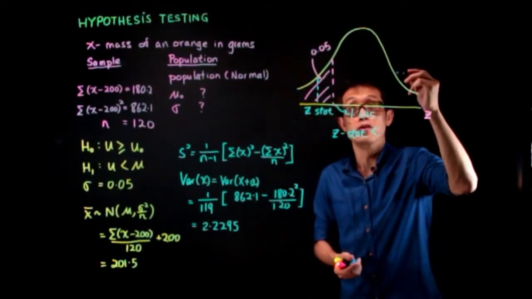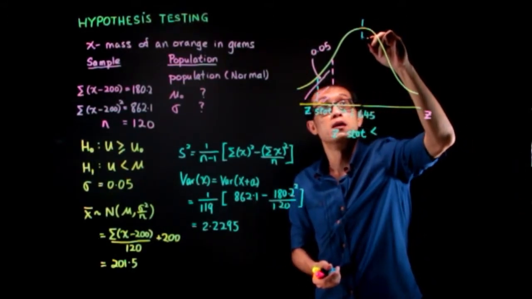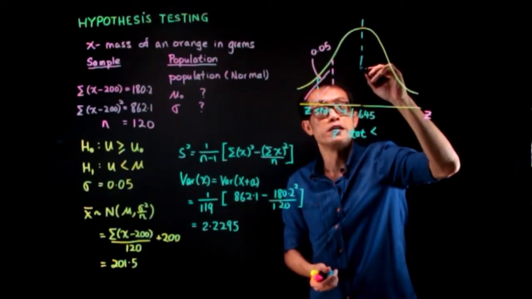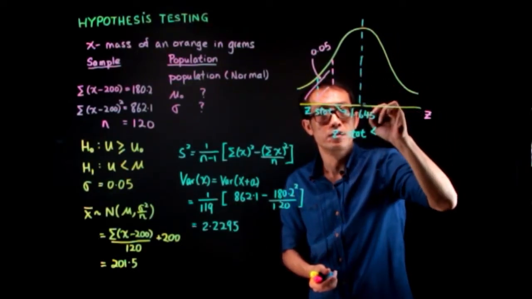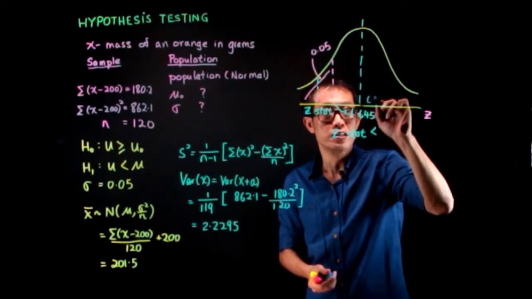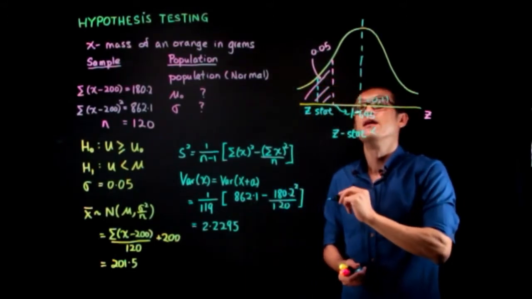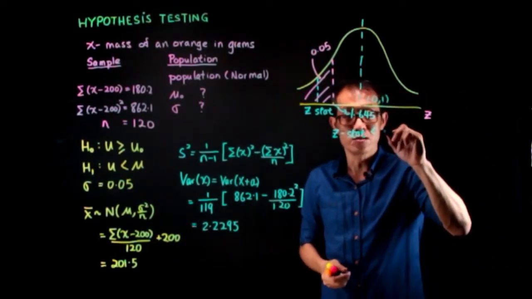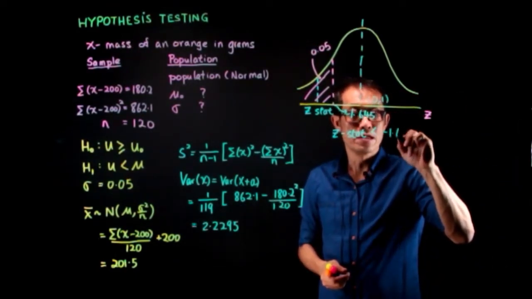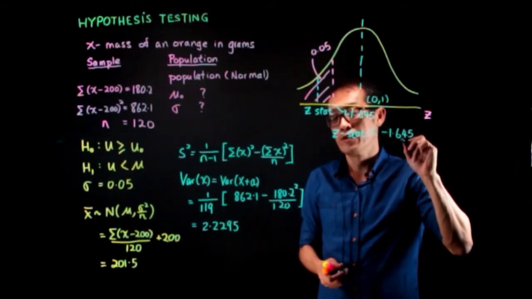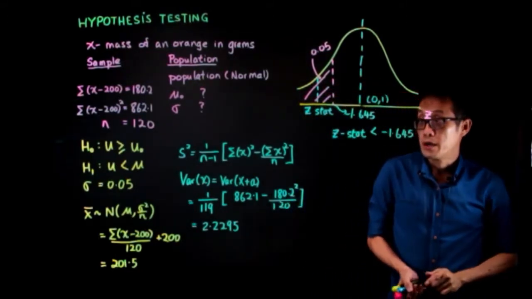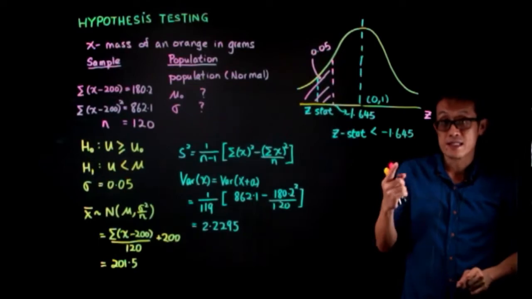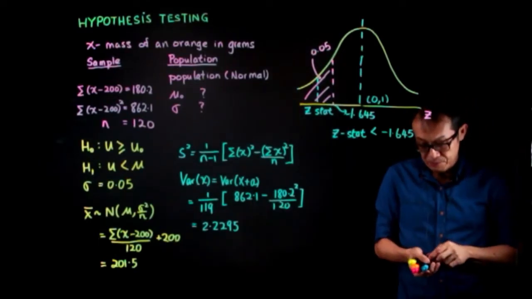Because this is a standard normal, it will be symmetrical about the mean, which is 0, 1. So this is negative. You want your Z statistics to be less than negative 1.645. Now, how to find the Z statistics?